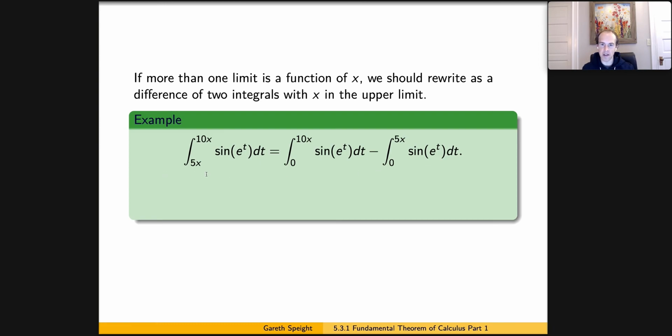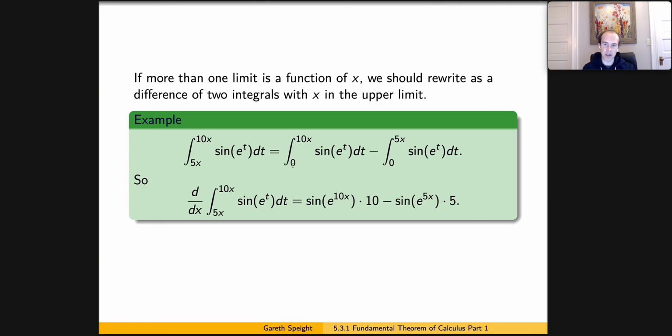And now the advantage of doing this is that we have two things that we know how to differentiate. There is just a function of x in the upper limit. And by the way, when you do this rewriting, it doesn't matter what you pick as the lower base here. You could have had any constant number instead of 0. It just doesn't matter. It's going to go away when we differentiate. Okay, so if we want to differentiate the left-hand side, we can differentiate the right-hand side instead.